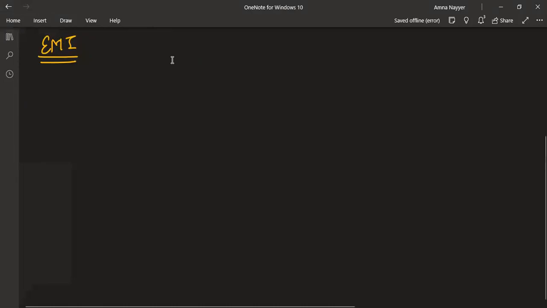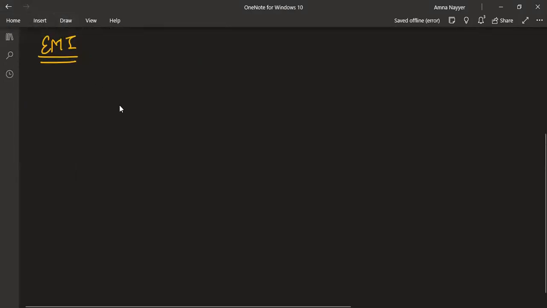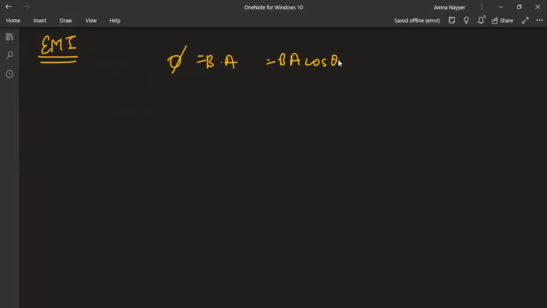Now see from EMI, the first important topic that can come is magnetic flux. So magnetic flux was what? Magnetic flux is written as B dot A, or we write it as BA cos theta. Number of field lines crossing area normally. And here theta is the angle between the unit vector that is perpendicular to the plane and the magnetic field. This is the angle that we take, not with the plane, with the area vector.